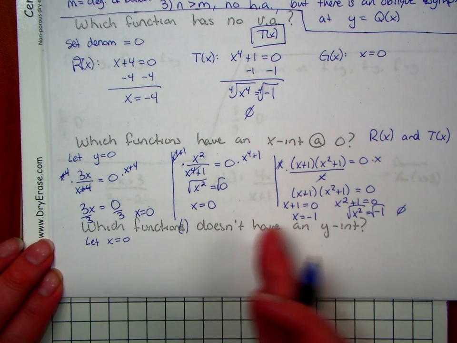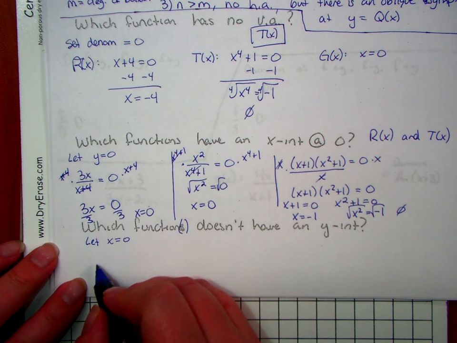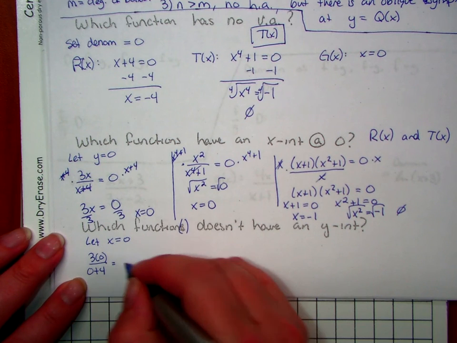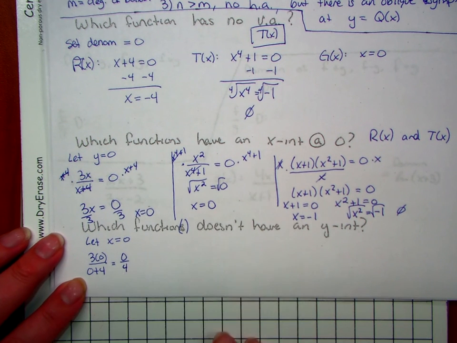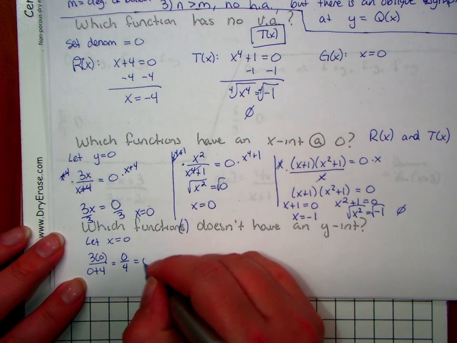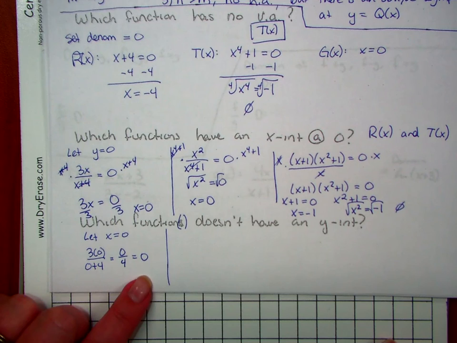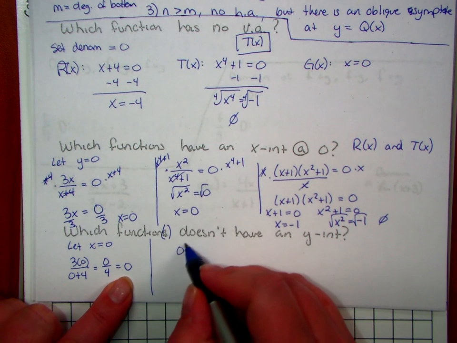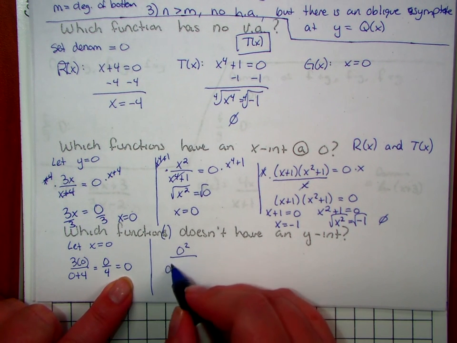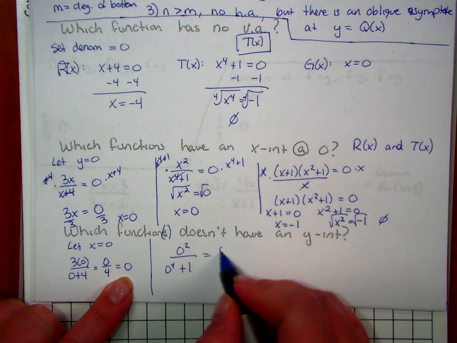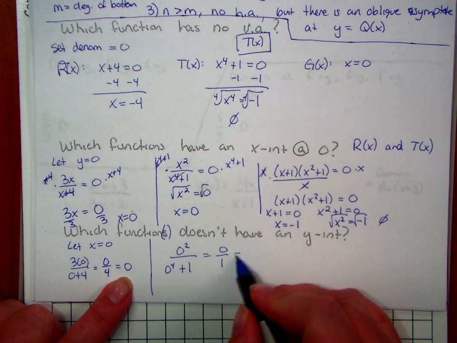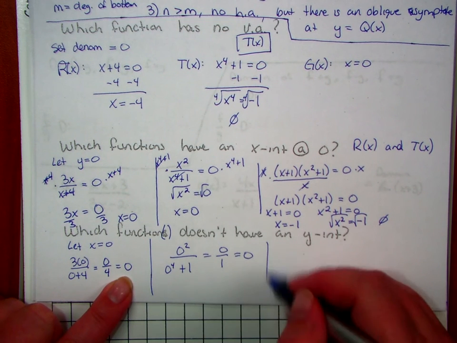So again, I'm going to do all three, all right? So in r of x, if I let x equal 0, I get 3 times 0 divided by 0 plus 4. So 0 over 4 is 0. Okay. So the y-intercept here is 0. What about t? I'm going to get 0 squared over 0 to the 4th plus 1, which gives me 0 over 1. Right? Remember, this is the OK fraction, right? So the answer is 0. So this one has a y-intercept at 0.